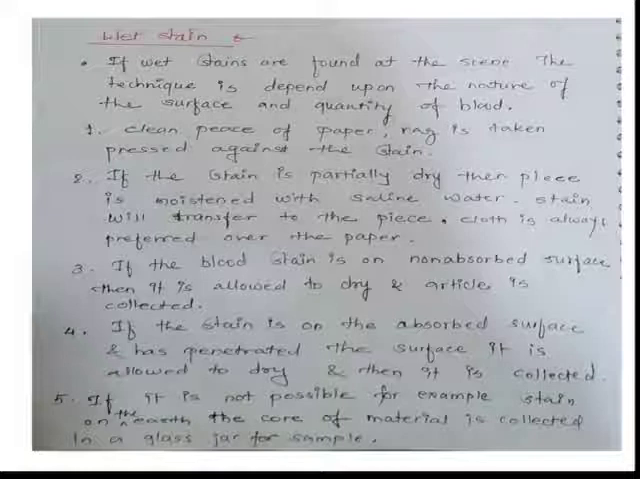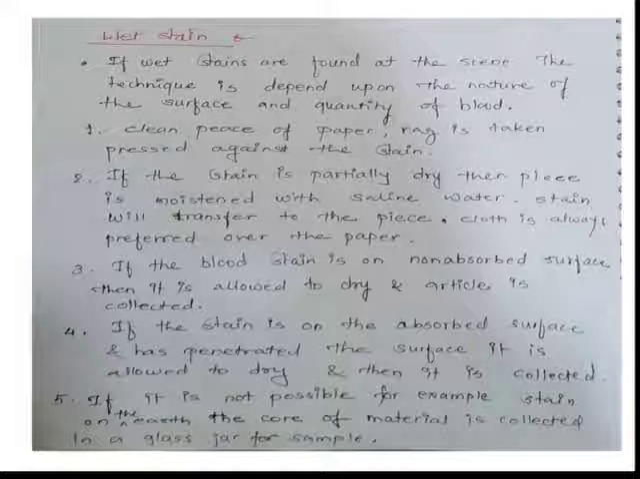So it's necessary to find out the nature of the surface and the quantity of the blood. At that time we can take a clean piece of paper or rag and press it against the stain. If the stain is partially dry, then the piece is moistened with saline water. Means when the stain is dried to the surface, it does not come onto the paper or the cloth, so just moisten the cloth and press it on the blood stains.